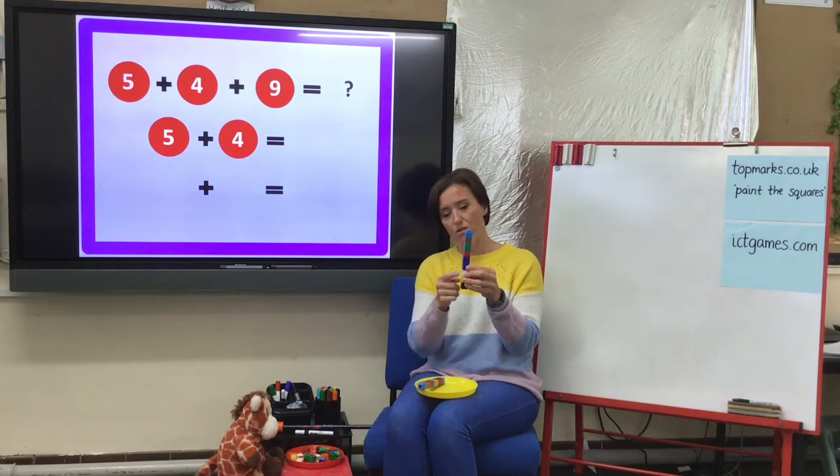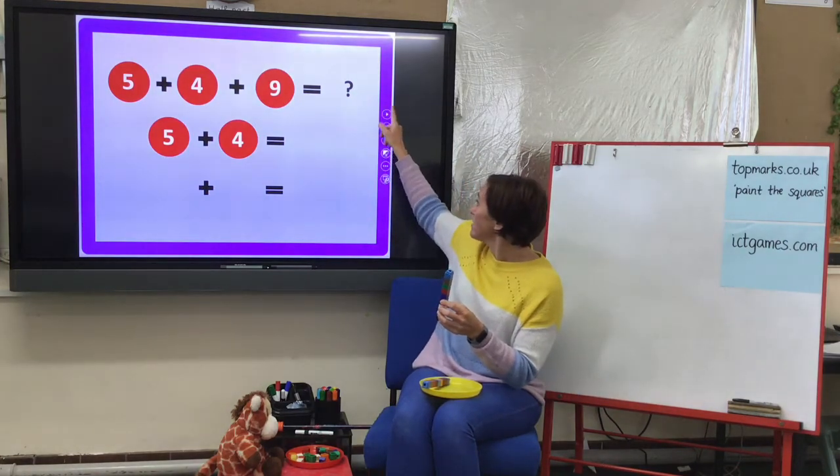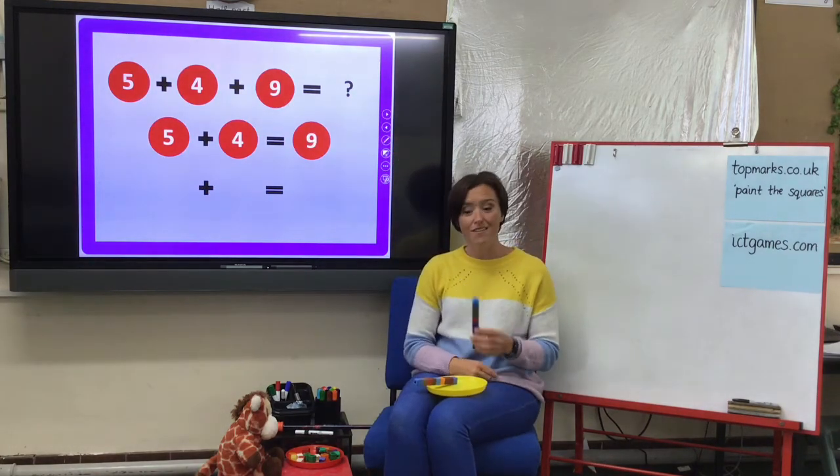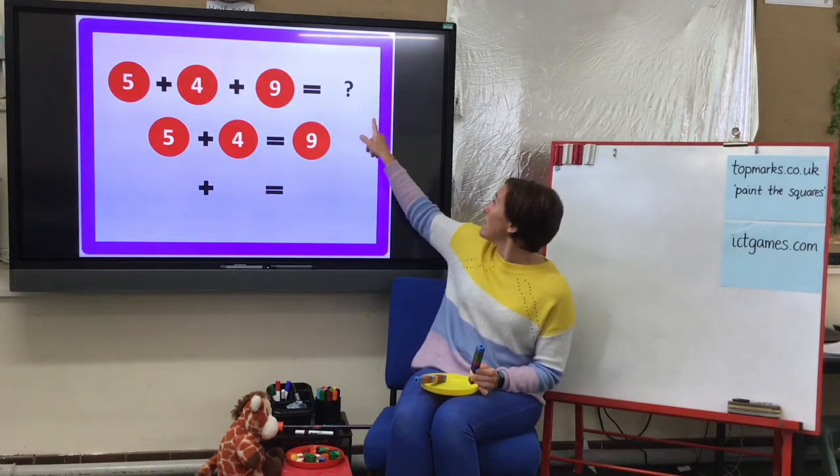1, 2, 3, 4, 5, 6, 7, 8, 9. Okay, so now I know that 5 add 4 equals 9. Perfect. Now, I haven't finished yet because I've got to add on my next number.